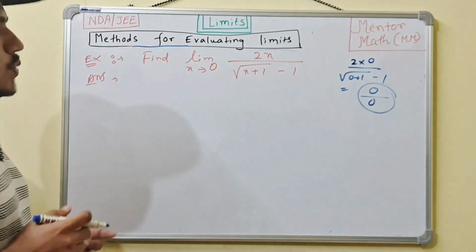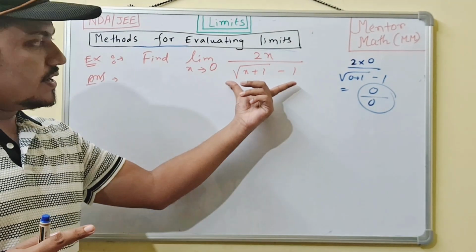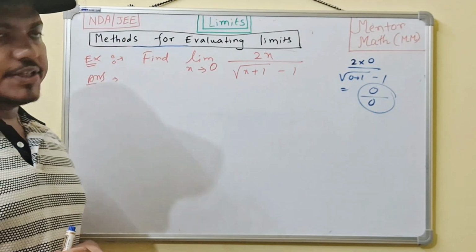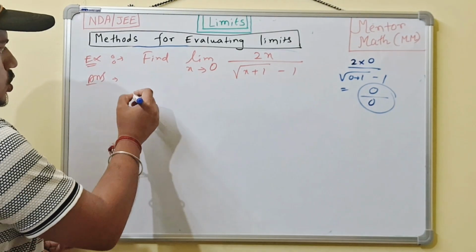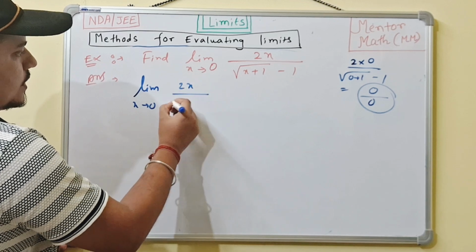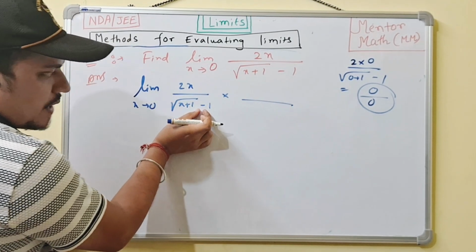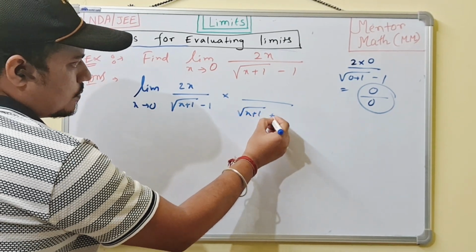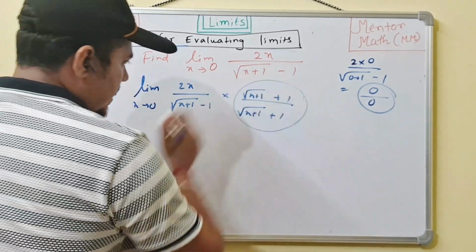So now you can use your rationalization method, because a square root is given here, the denominator contains a square root, so we have to use the rationalization method. So we have to reject the square root from the denominator. Let's come to your solution. Limit x tends to 0 of 2x by (root under x plus 1 minus 1) into, this is your minus sign, so the same with plus sign, opposite sign you have to multiply, (root x plus 1 plus 1), same is x plus 1 plus 1. Okay, so this is your rationalization form.